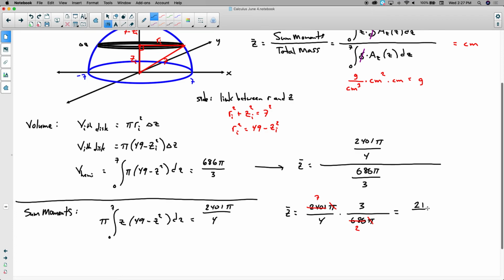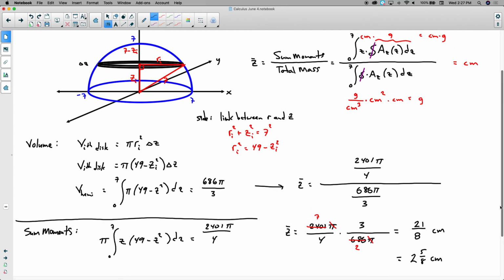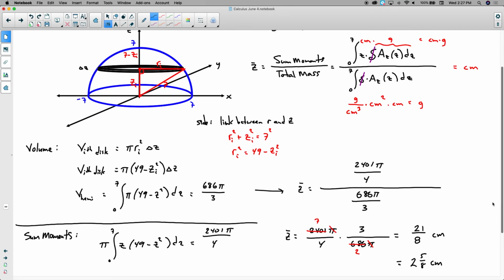That's 21/8 centimeters. Okay, so what is that? That's 2 and 5/8 centimeters. All right, so let's see if we can feel that. This was a length of 7, so we're going just past 2.5, and that means the center of mass is somewhere around there. And I can get into that, right? Because it's clearly going to be closer to the origin. And okay, so there you go.